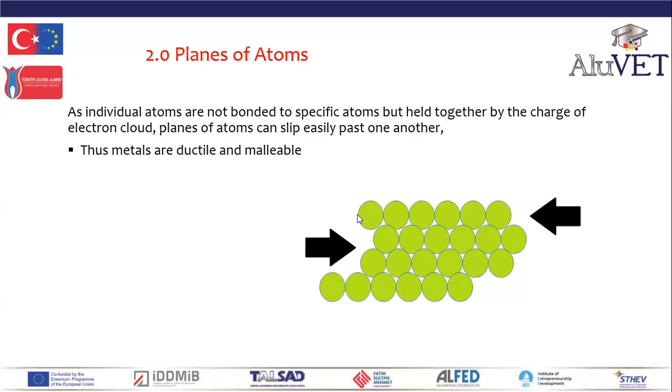We term this ability to reshape metals ductility and the property malleable. The fact that the atoms are still held together while we reshape the metals by the metallic cloud is the reason why metals are ductile and malleable and do not fail or break. The metallic cloud holds the atoms together, so when we slip the planes of atoms, the atoms don't come apart, they don't fail, they're still held together by the metallic cloud.